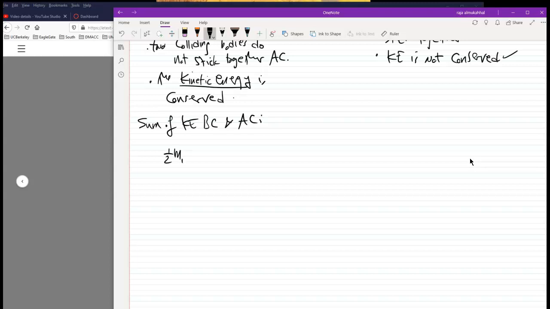So I have 1/2 M1 V01 squared plus 1/2 M2 V02 squared. This is the sum of the kinetic energy before collision, okay? Now, if I do it after the collision, it's going to be the same thing. It's going to be 1/2 M1 V1 prime squared plus 1/2 M2 V2 prime squared. You got that? The sign doesn't matter because you're squaring it. You see what I'm saying? If it is elastic, then those two are equal. So equal if elastic.